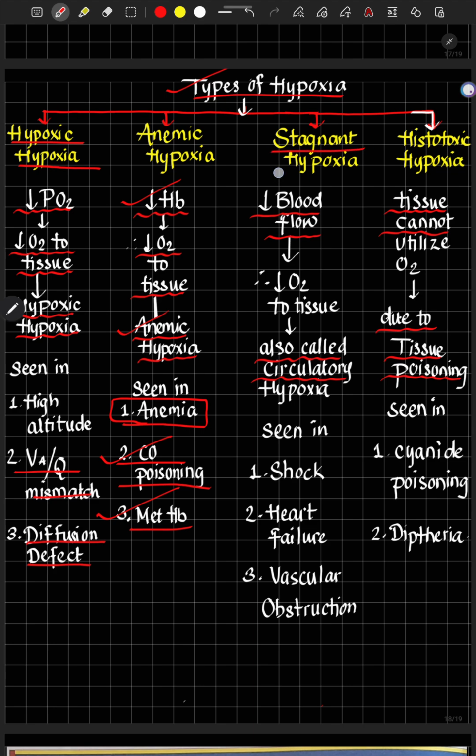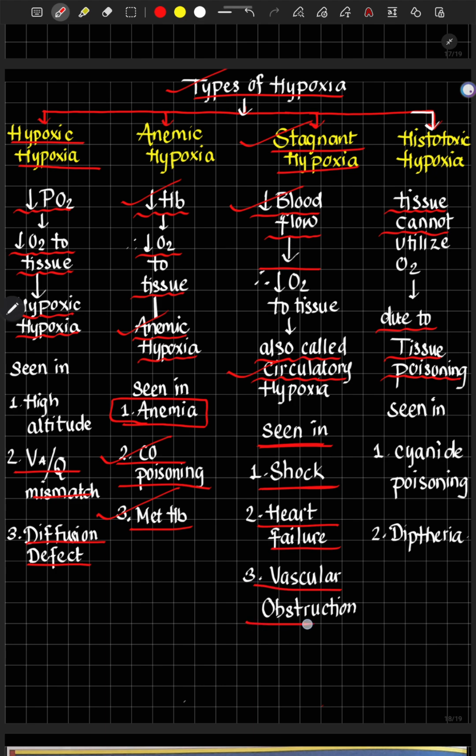So the third type we will see is stagnant hypoxia. Stagnant hypoxia is stagnation of blood flow, or less or decreased blood flow. It is caused due to various reasons. Stagnant hypoxia is also called circulatory hypoxia. It is seen in various cases such as shock. In heart failure, there is stagnation of blood flow. The heart cannot pump adequate blood, causing slow blood flow. This leads to stagnant hypoxia.